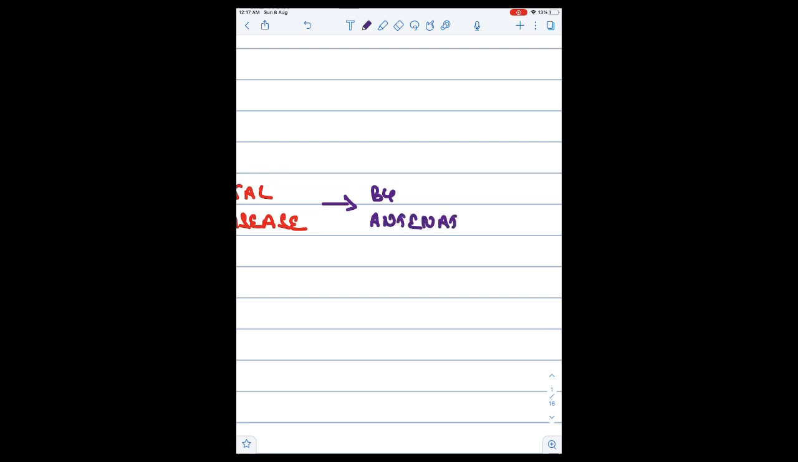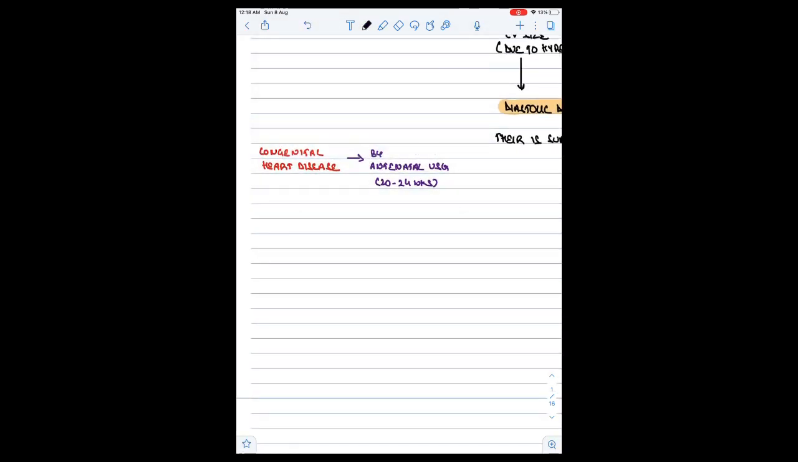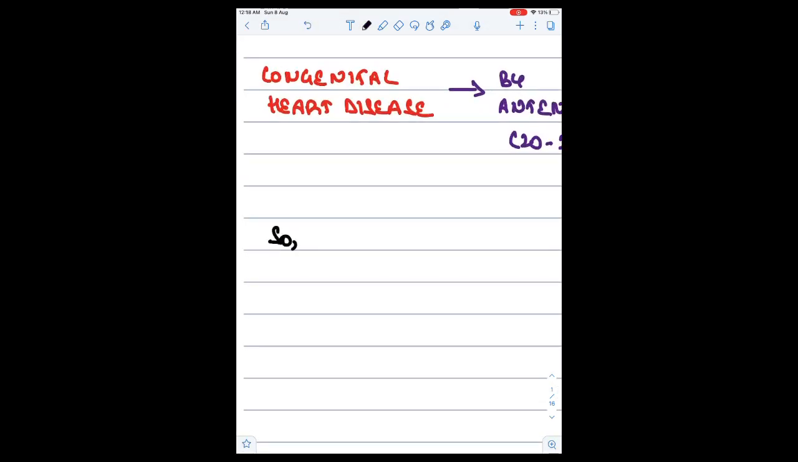The congenital heart diseases are mostly detected by the antenatal ultrasound around 20 to 24 weeks. And in India, as you know, the medico-legal age for abortion is 20 weeks.